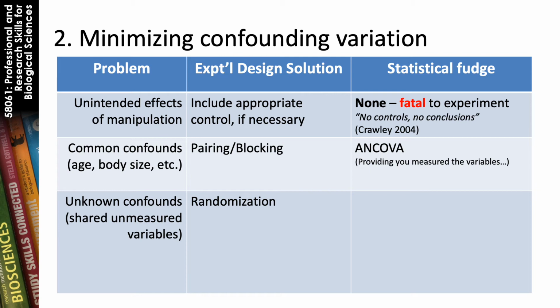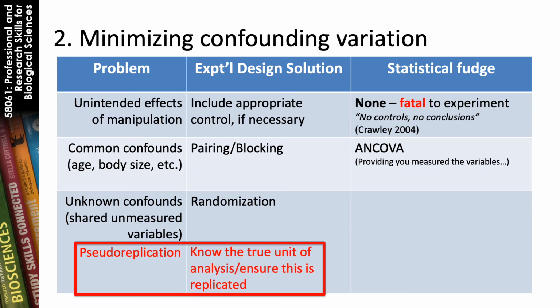So instead of choosing the first 10 animals that you find and allocating them to treatment A, and the last 10 animals that you find and allocating them to treatment B, you need instead, as far as you possibly can, to randomize the allocation of animals to different treatments, and that will go as far as possible to eliminating or reducing the effect of unknown, shared, unmeasured variables. Now this is the cause of what we call pseudo-replication.